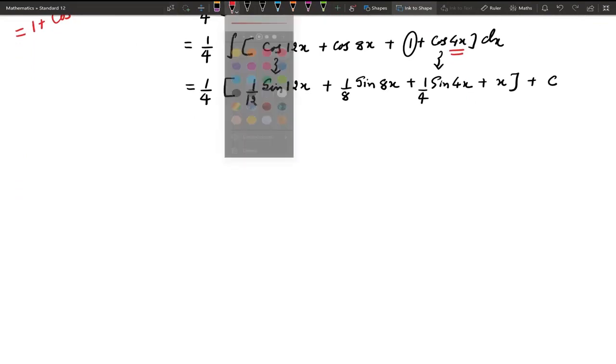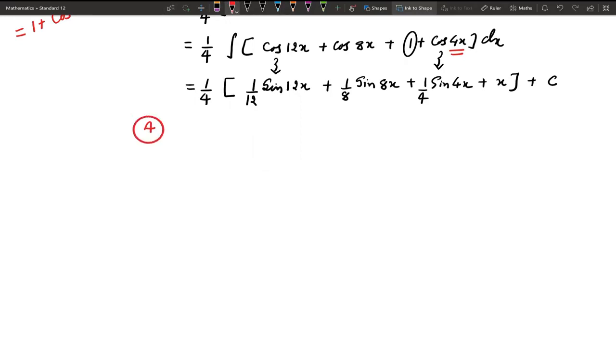Fourth one: integrate the function sine cube (2x plus 1).